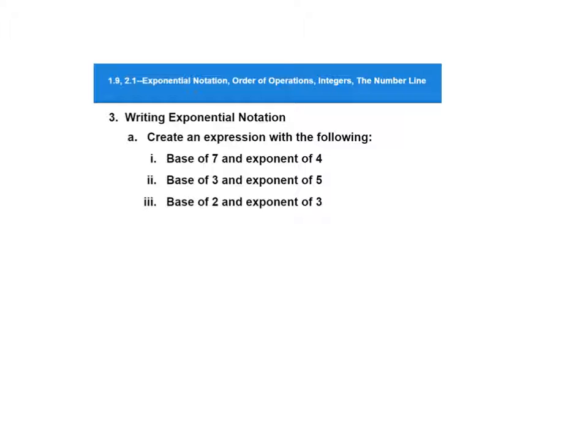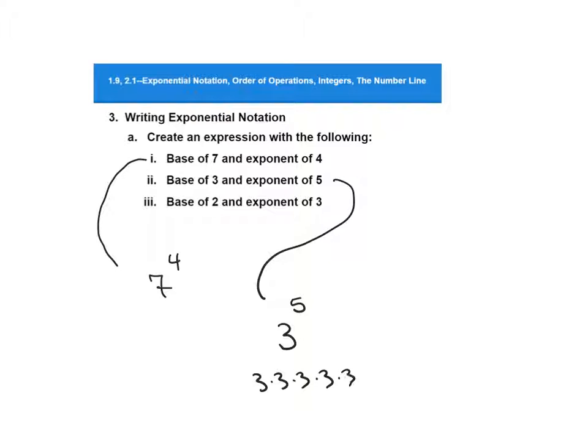So here's where I would just ask you to create an expression that's in exponential notation. The first one says there's a base of 7 and an exponent of 4. So 7's the larger number, 4 is the smaller number. 4 is represented as the exponent. On the second one here, base of 3, exponent of 5. That just means 3 times 3 times 3 times 3 times 3.